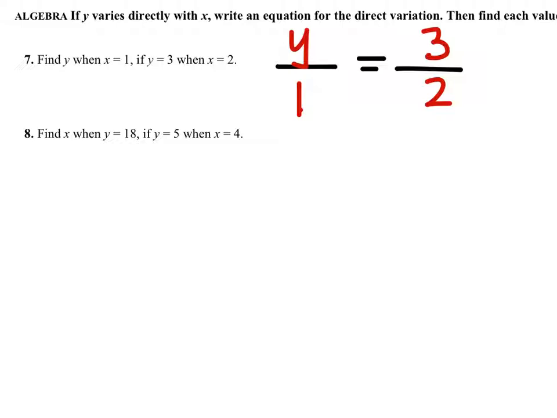And then it says to find the y value. To solve this, I would just multiply both sides by 1. And then I would find that y equals 3/2.